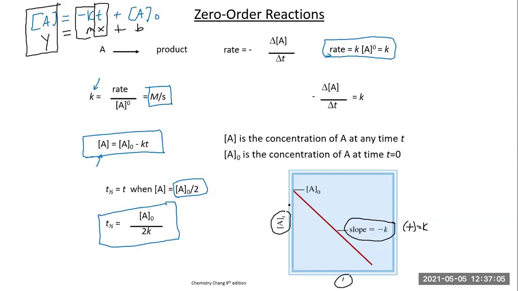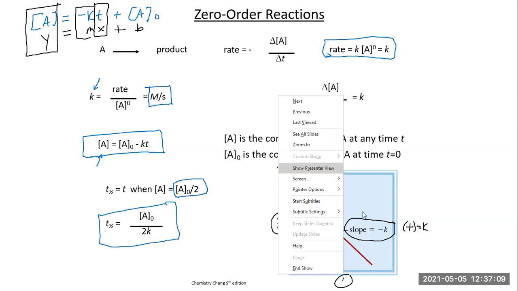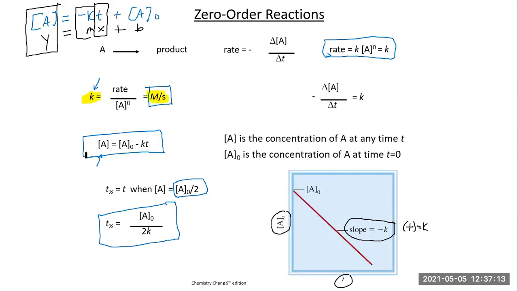So just like the other ones, those are, again, the important things to remember. Units associated with zero order k, our equation, our half-life equation, and then obviously our graph here.